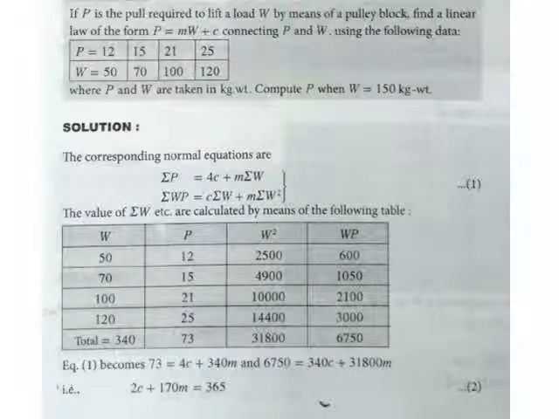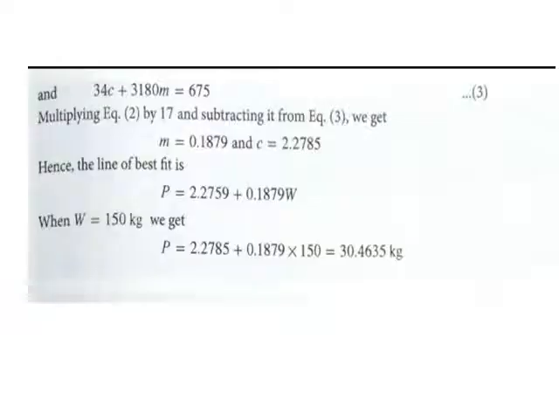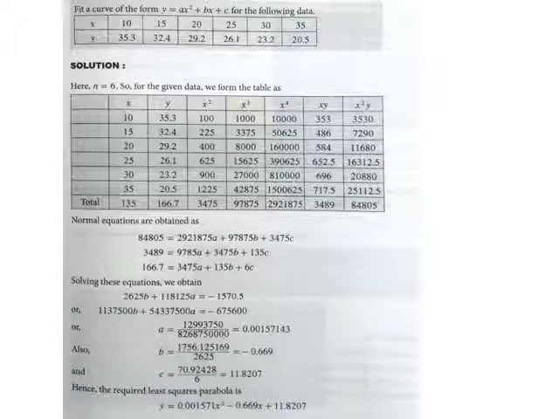Here is one more example. P and W are given. The straight line we need to fit here is P equals M into W plus C. Now the two constants are M and C here. If P and W are given, we generate the normal equations by using the same trick. And after getting these, we obtain the values of M and C by equation number 3.